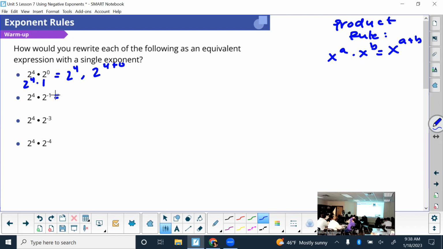Henry. Brian? 2 to the 3rd power. Anyone get something different? Landon? Okay, so breaking it into parts, showing the rule, that still gives us 3, so yes. Any other answers? All right, that's right.